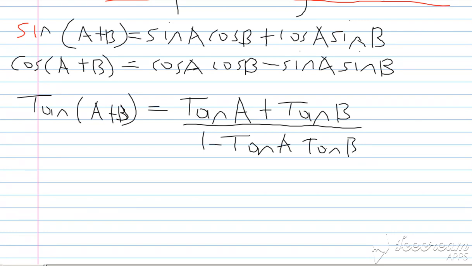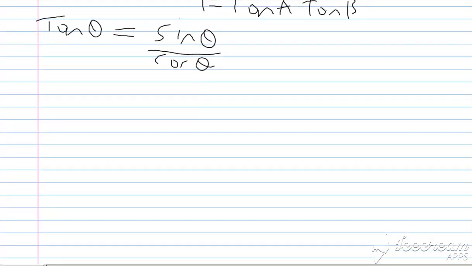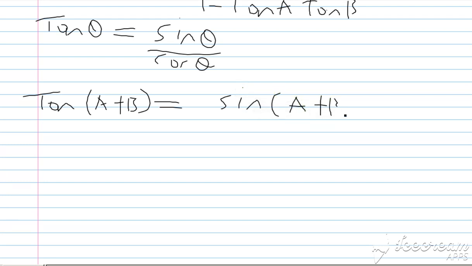Alright, now in order for me to do this, I must recall the identities that I would have learned earlier. Bear in mind that we all know that the tangent of an angle, so if I have tan theta, it is equal to sine theta over the cosine of theta. What does that mean? That would mean that the tan of A plus B would be equal to the sine of A plus B over the cosine of A plus B.